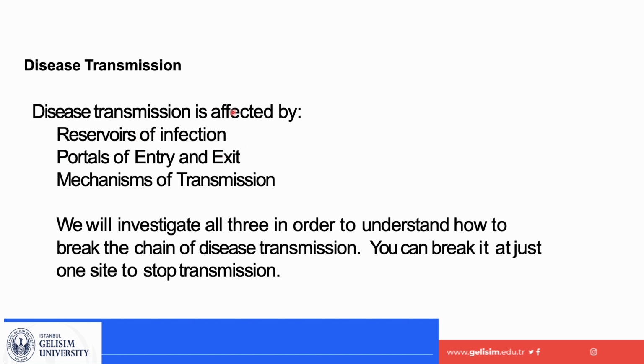So disease transmission, what is it affected by? Disease transmission may be affected by reservoirs of infection, where is the concentration of this infection, portals of entry and exit that we spoke about earlier, as well as the mechanisms of transfer. How is it going from one person or one organism to the next? So, to get a good understanding of how to prevent disease, how to prevent infection, you have to figure out how you can interfere with the transmission. If you can break the transmission at any one of these points, then you can stop the disease from spreading.